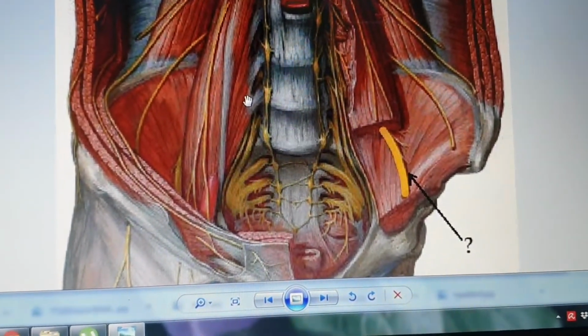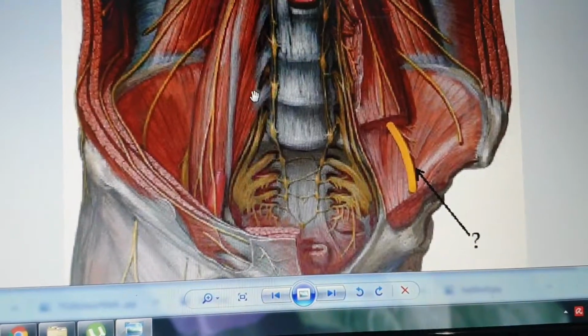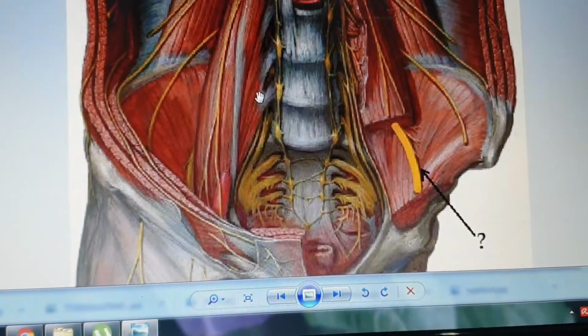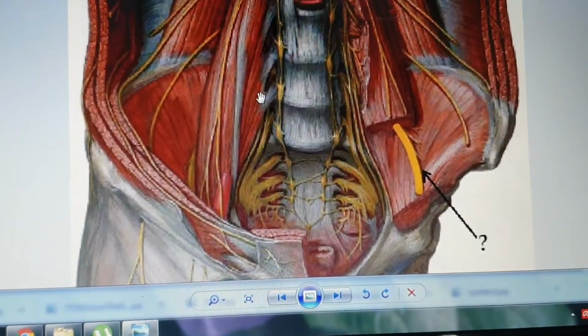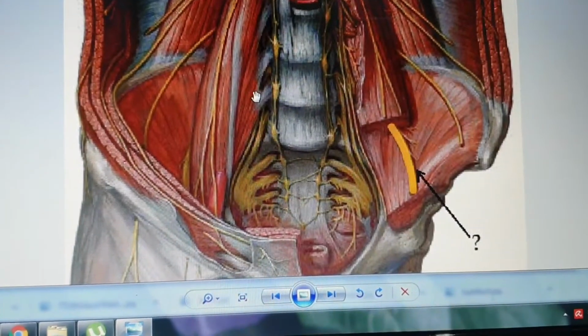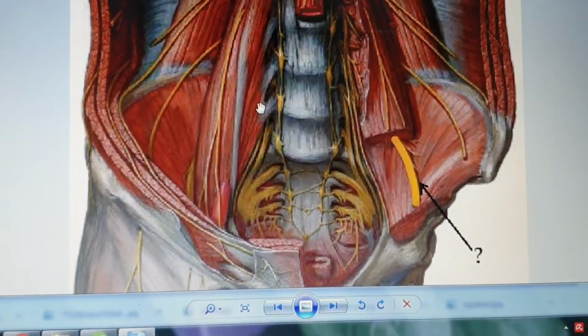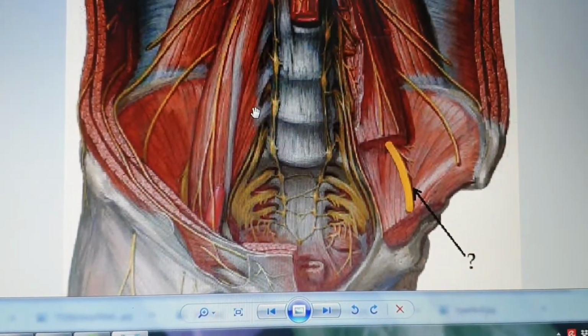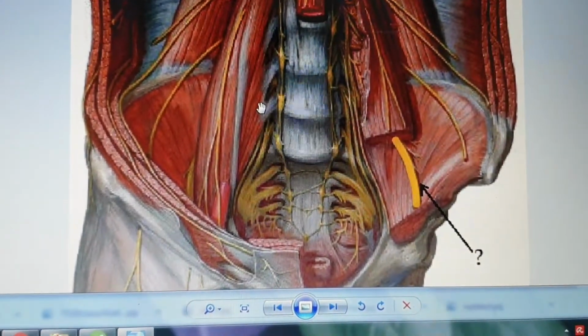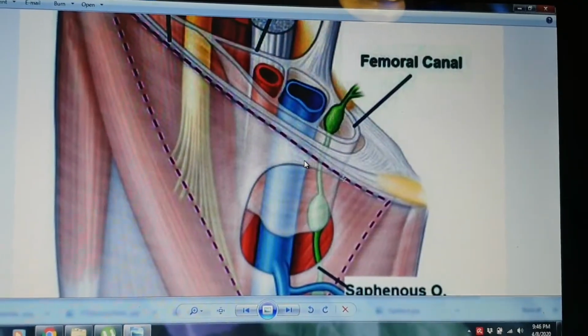Now fascia iliaca was already forming the posterior wall of the femoral sheath. So the femoral nerve will remain behind the posterior wall of the femoral sheath, so it will lie outside the femoral sheath, not inside it. Only the femoral vessels and some lymph nodes will be present inside the femoral sheath.